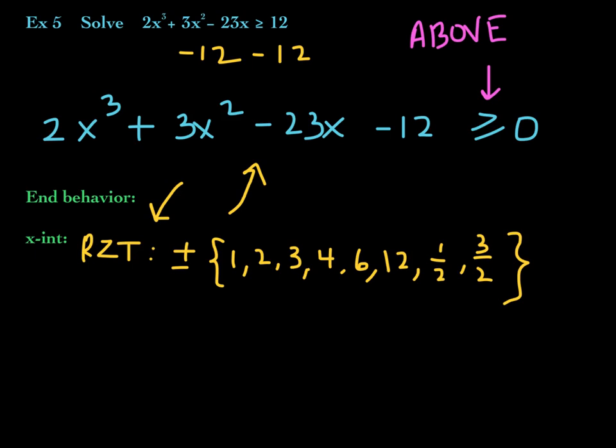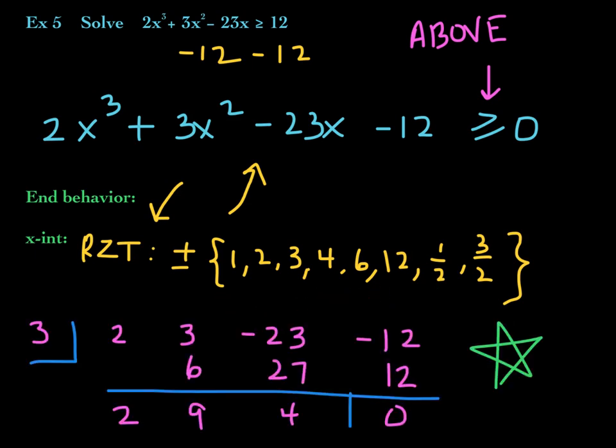All right, so here we go. Let's try some of these possibilities using synthetic division and see which one works. Okay, everybody, I tried a lot of them and it wasn't working until I got to 3. 3 finally worked for me. All right, so 3 is an x-intercept.